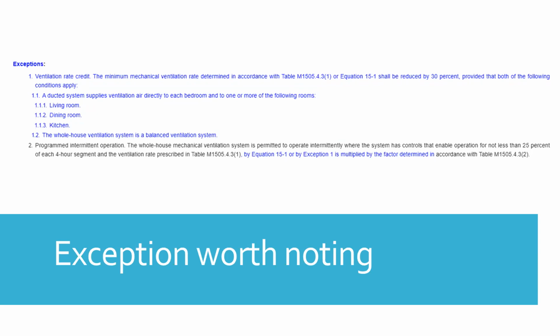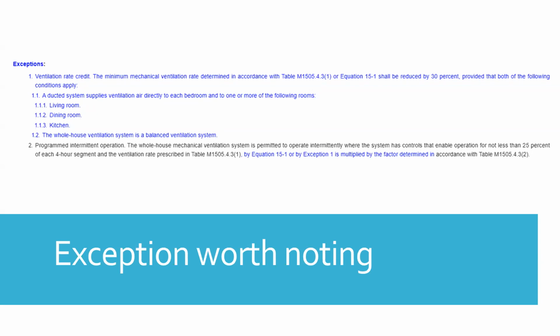A ducted system supplies ventilation directly to each bedroom and to one or more of the following areas: living room, dining room, kitchen. So when they take a standalone fan or just a 6-inch duct and dump it into the return plenum, you're meeting 1.1 because it's distributed throughout your duct system, going to every single one of those rooms. So you meet that. But it comes down to the next one.